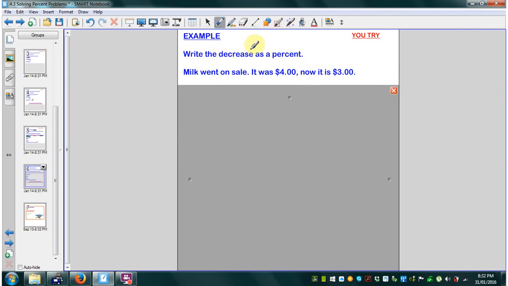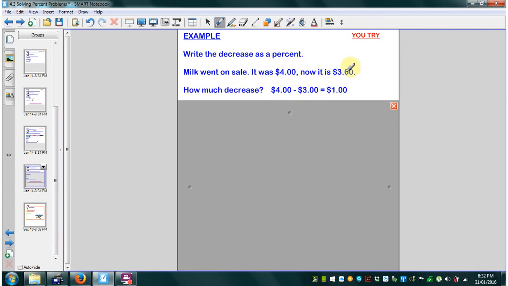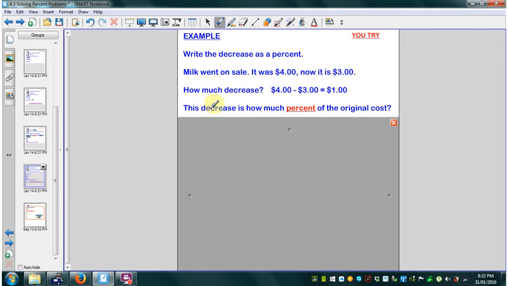Okay, so write the decrease as a percent. So milk went on sale. It was $4, now it is $3. So how much did it decrease by? It decreased by $1, and you can see there, or you can do a subtraction here. Then we're going to say this decrease is how much percent of the original cost.